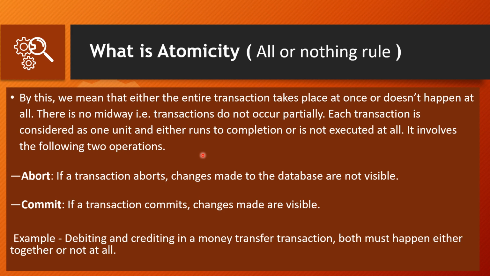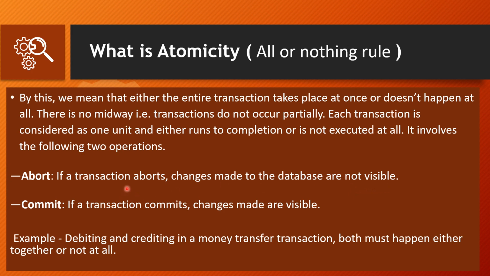It involves the following two operations. As I have given you one example, either your transaction will fail or abort, or it will be complete, successful, or committed. These are the two operations: abort or commit. If a transaction aborts, changes made to the database are not visible. It means your transaction has failed.